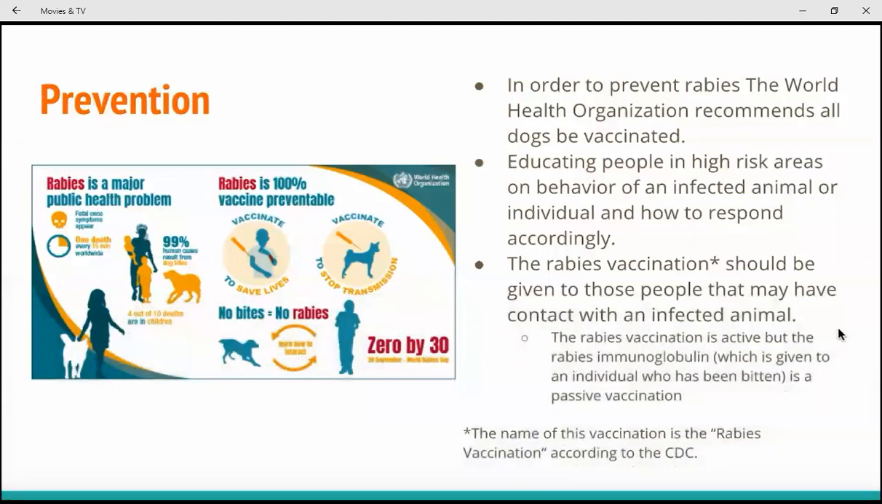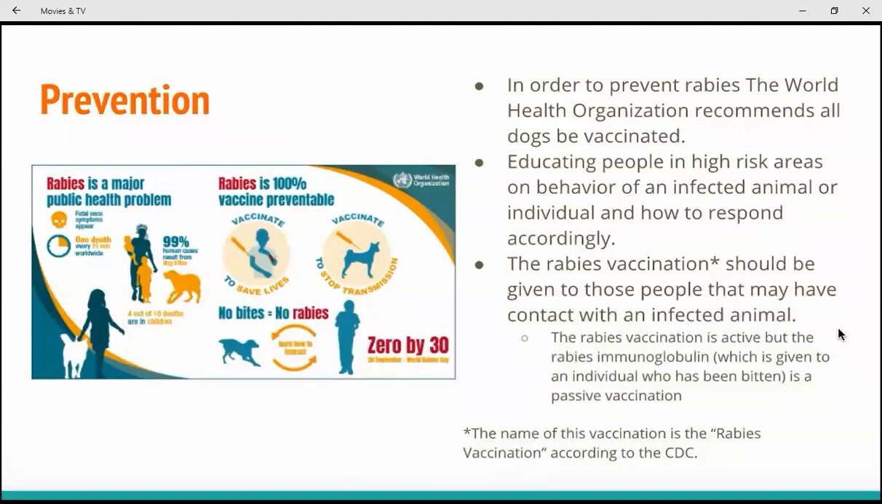The prevention of rabies. Rabies is usually spread to humans through a bite from a dog. Because of this, the World Health Organization recommends that all dogs are vaccinated for rabies. As you can see on the chart to the left, 99% of human cases result from dog bite.